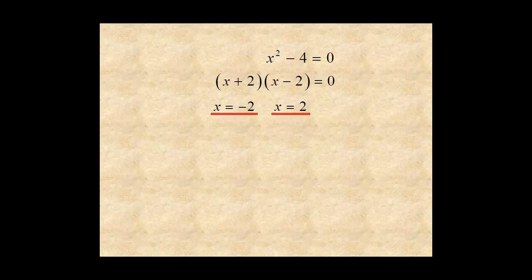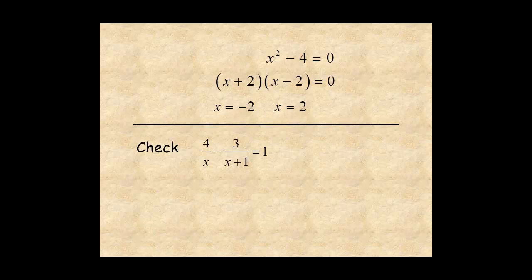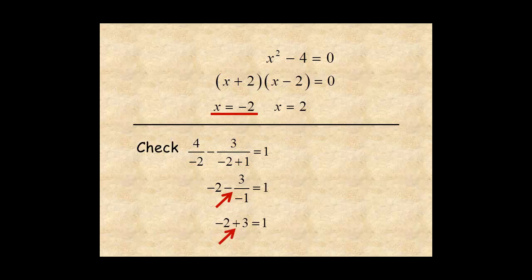Then check the solutions. Substitute x equals negative 2 in the equation. 4 divided by negative 2 is negative 2, and negative 2 plus 1 is negative 1. Then negative 3 divided by negative 1 is 3. And since 3 minus 2 is equal to 1, the solution checks.